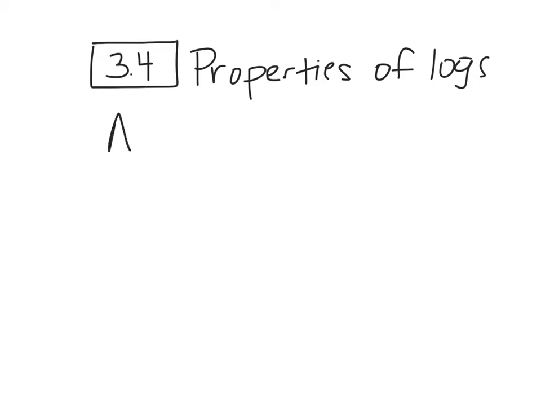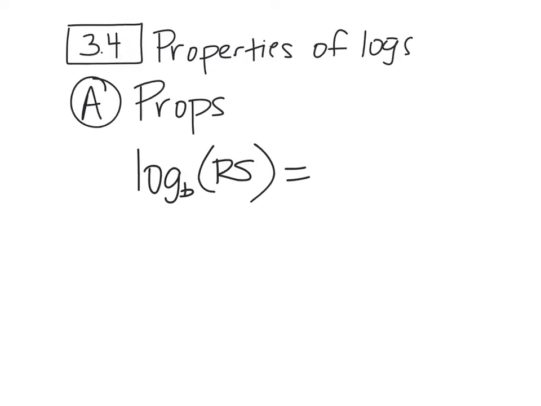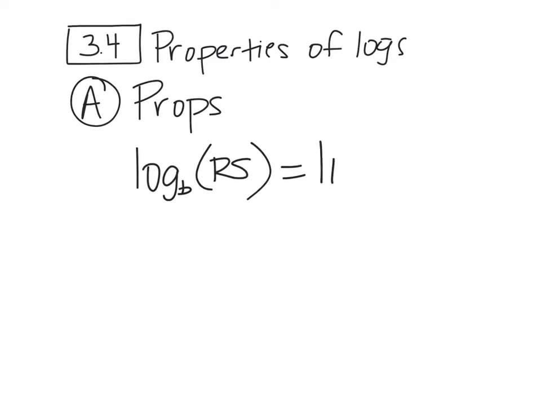So here we go. First part. Let's go over our props. Now it says here that let B, R, and S be positive, and B is not 1, and C is any real number. So they're just like normal numbers, okay? So if you take the log base B of the product of 2 things, R times S, there is a log property that tells us that we can split that up into 2 logs with an addition in the middle. Log base B of R plus log base B of S.